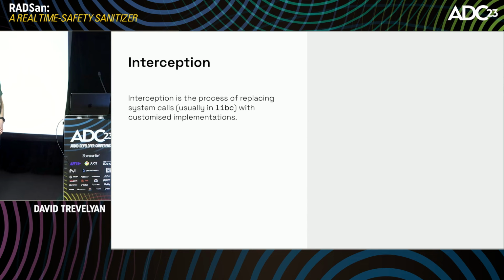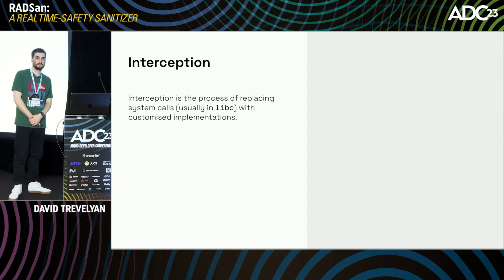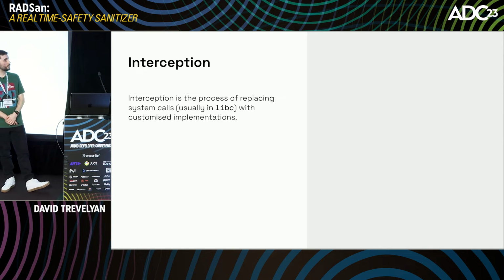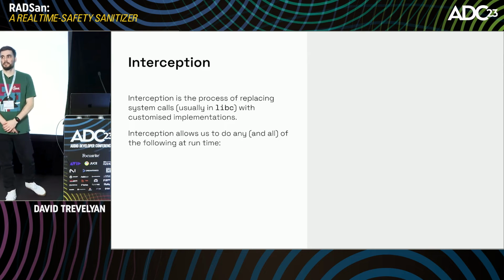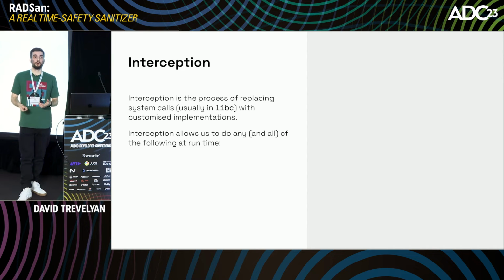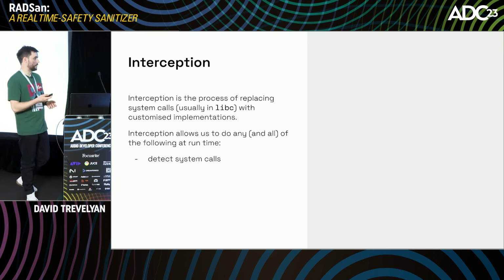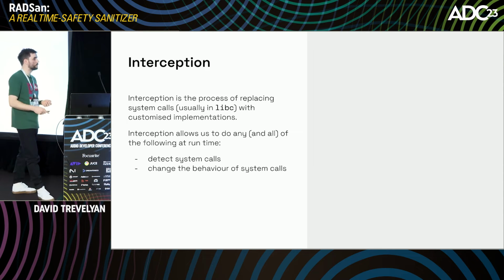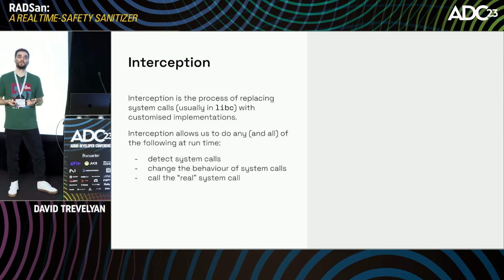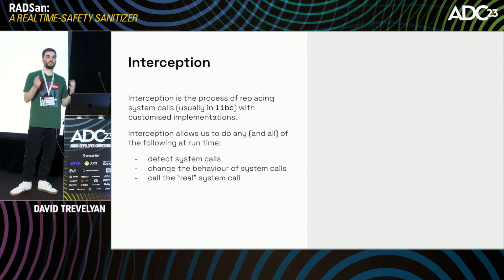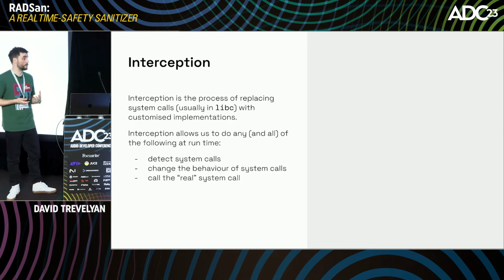So what is it? It's the process of replacing system calls, usually in libc, with customized implementations. And what that allows us to do is any and all of the following. At runtime, we can detect those system calls, we can change the behavior of those system calls, and we can actually call the real system call as well. And with those three together, that's a really powerful situation to be in. We can do a huge amount.